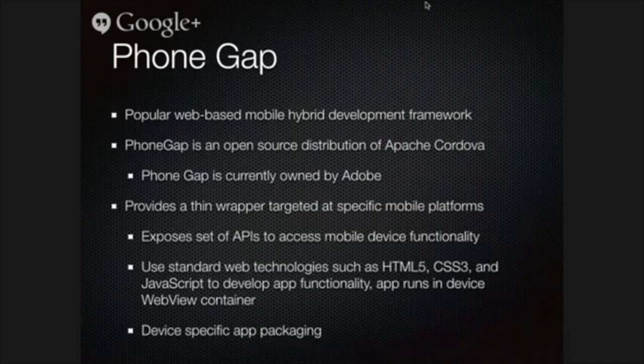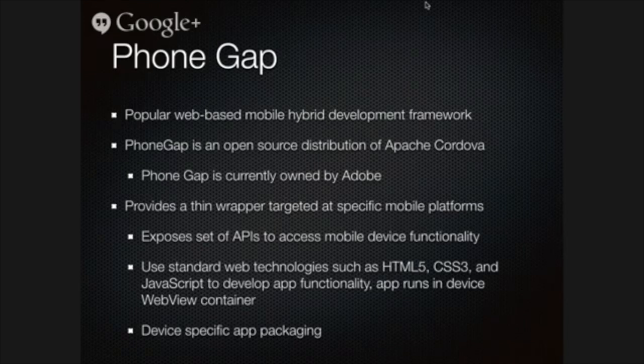So actually, PhoneGap itself was purchased by Adobe a couple of years ago. It was owned by another commercial company before that. Again, the core technology is open source and it's called Apache Cordova, but Adobe owns that and distributes it now as PhoneGap. So there's some confusion out there about the names. But what PhoneGap really does is it provides a thin wrapper layer around your HTML5 code that exposes APIs for the devices through JavaScript calls.